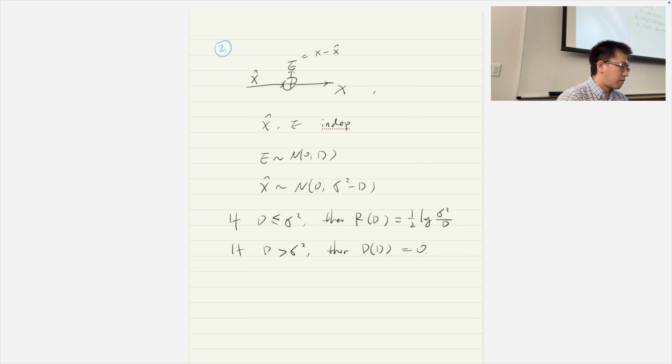Okay, so how to make it equal to 0 is very easy. We just let x hat be a constant. Then we're fine, right? So it is achieved by letting x hat equal 0 with probability 1. Okay, and then we're fine. Okay, that clear?